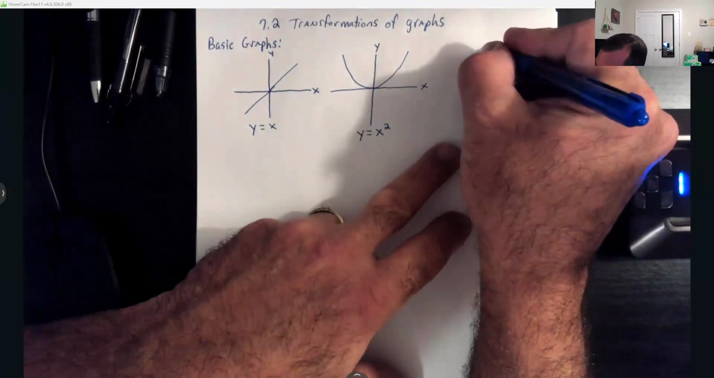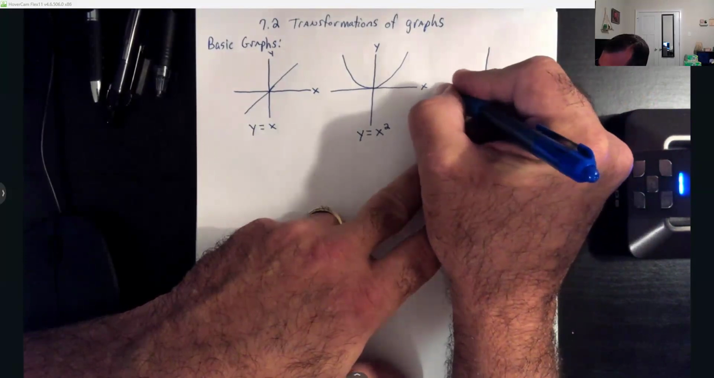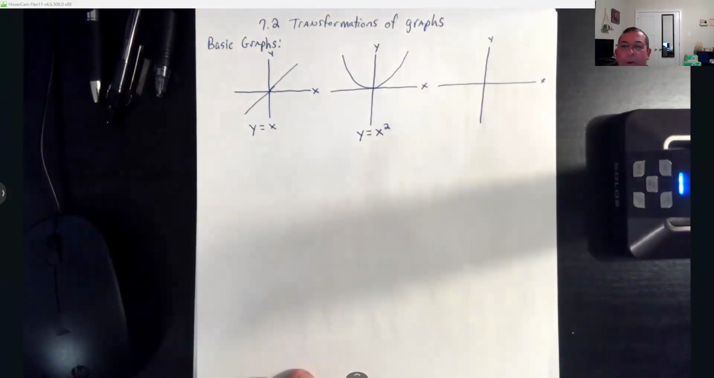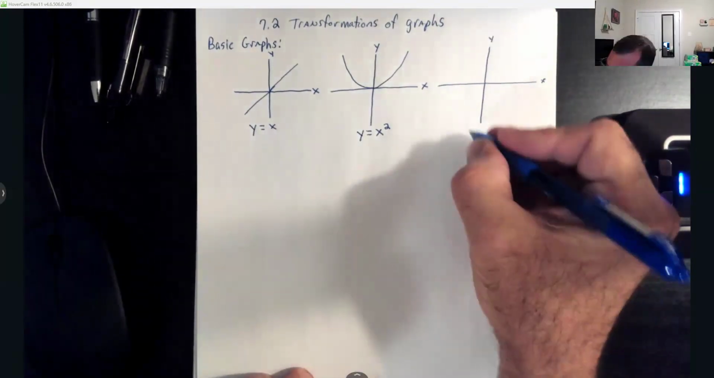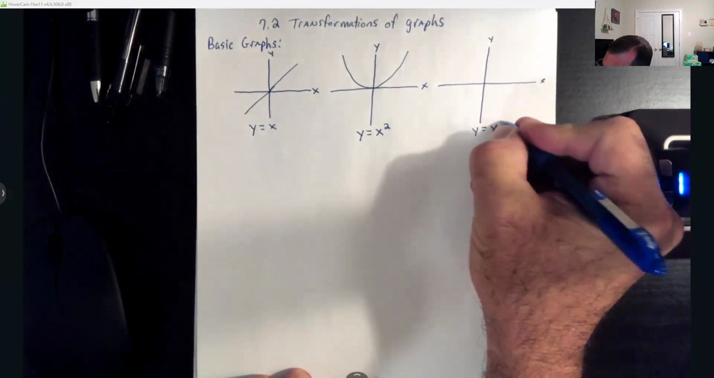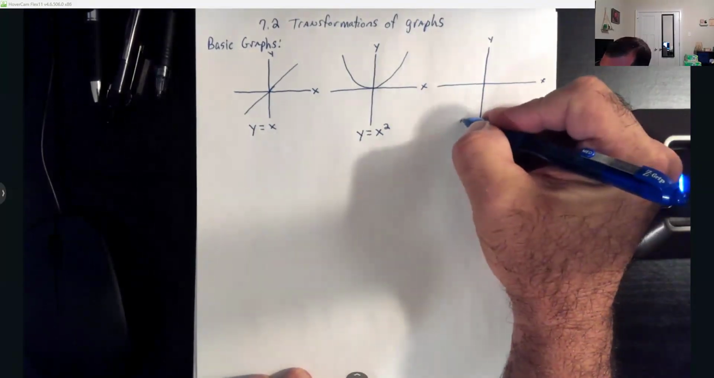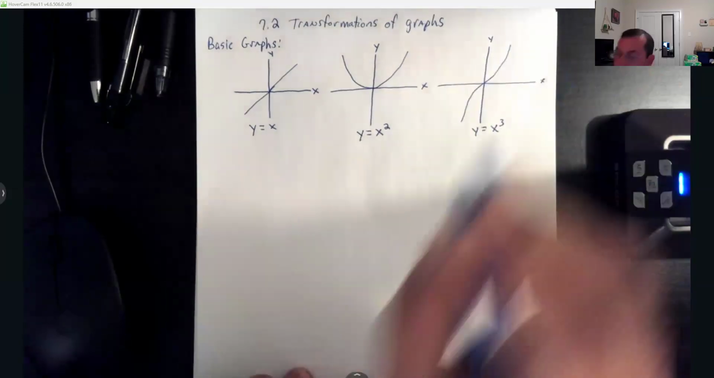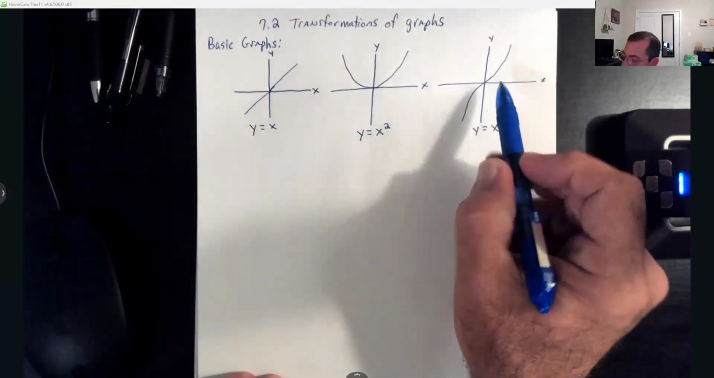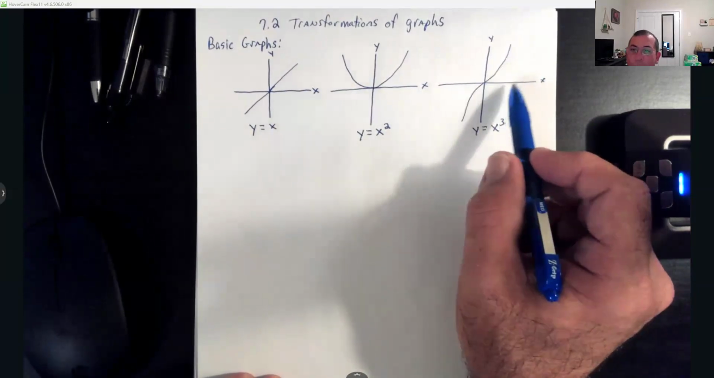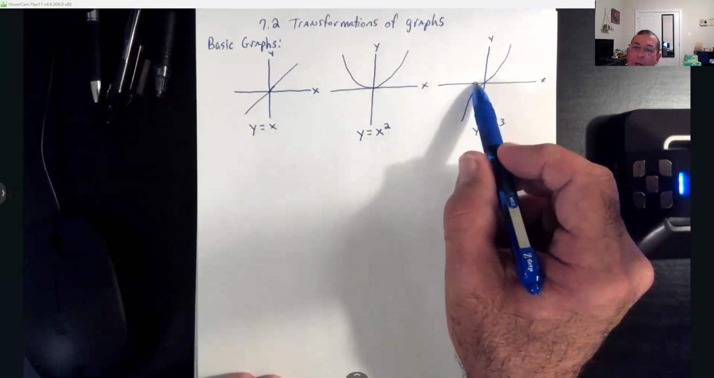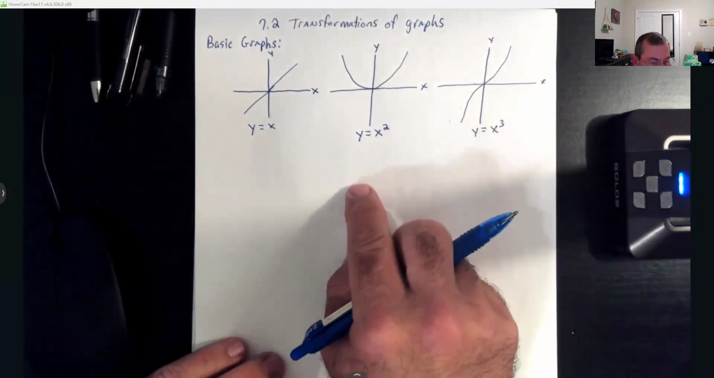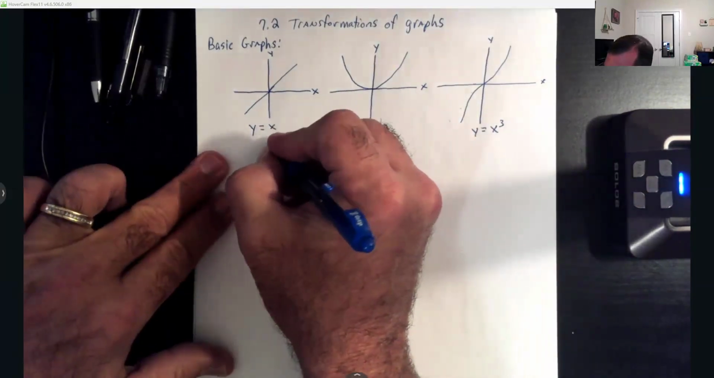Next, we've got the cubes. So the cube graphs, for y equals x cubed, come up, go through the center, and then go uphill. So like one cubed, two cubed, and so on. And then negative numbers, when you cube them, stay negative, okay? All right, so there's three more basic graphs.